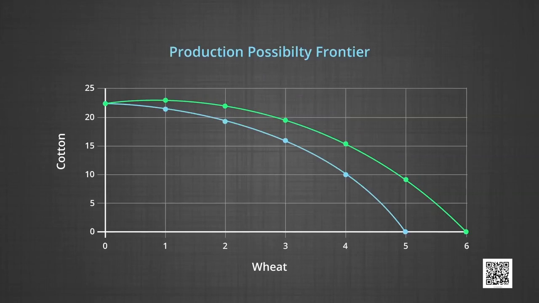Similarly, when the advance in technology leads to an increase in the productivity of wheat, the PPF swings along the x-axis. This is shown in the figure alongside. In this case, improvements in technology allow us to produce more wheat from the same resources, and the maximum amount of wheat we can now produce, if we produce no cotton at all, is 6 tons. However, the technology to produce cotton has not changed. If we choose to produce only cotton, we will produce 22 bales as before. In this case, the PPF swings along the x-axis.